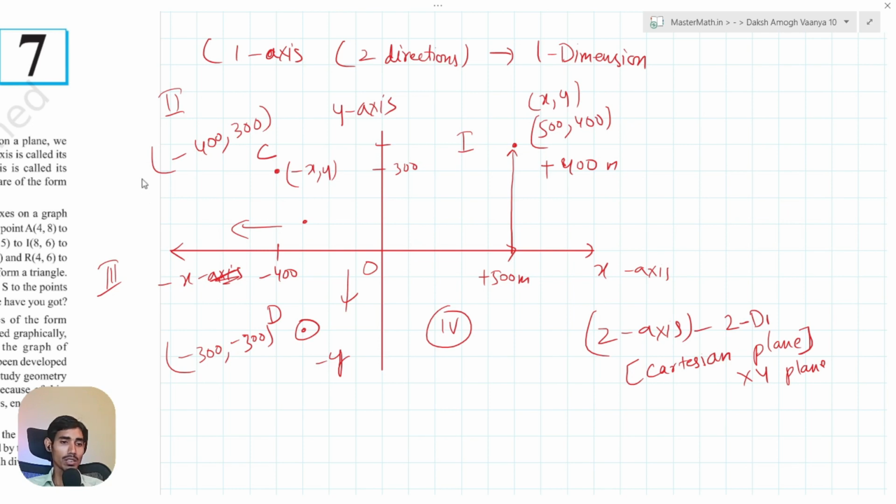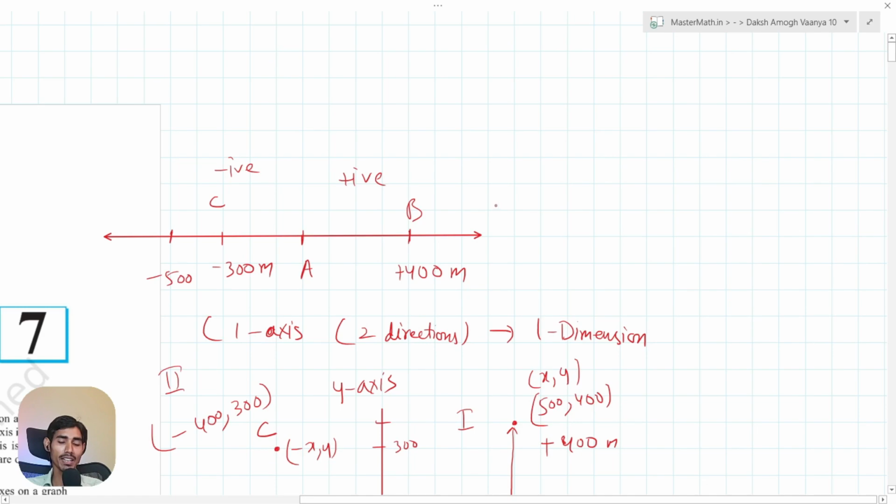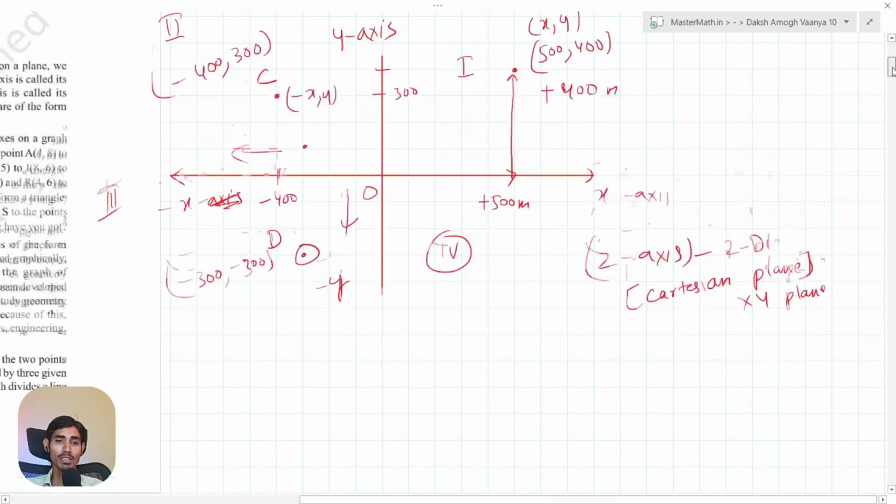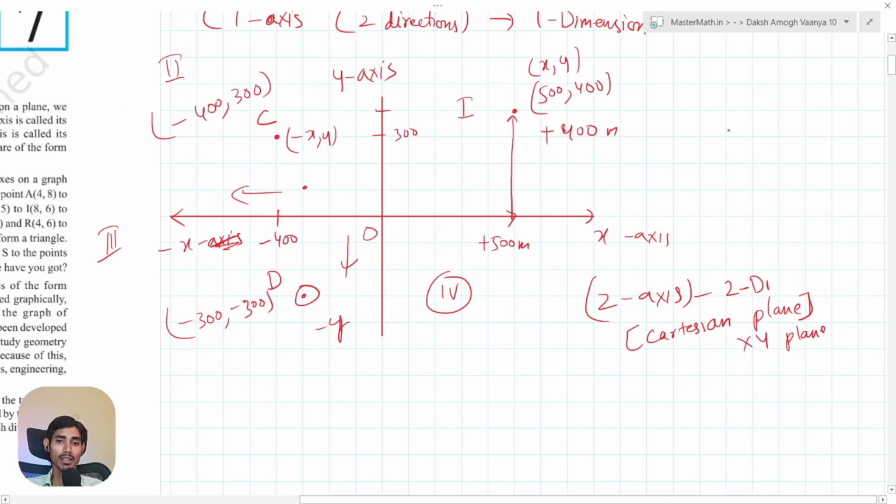All right. Now, what does this represent? In the first case, we saw it was a straight line, right? But what is a two-dimensional space? It is a plane, and plane means it's an area, right?